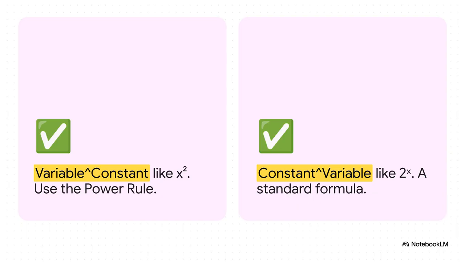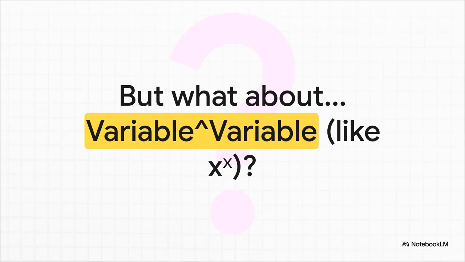So with the tools we have now, we can totally handle a variable raised to a constant, right? Like x squared. That's the power rule. And we can also handle a constant raised to a variable, like 2 to the power of x. We have a rule for that too. But what about this? A variable raised to the power of a variable, x to the power of x. None of our basic rules are going to work here. This is a special lock, and it requires a special key.